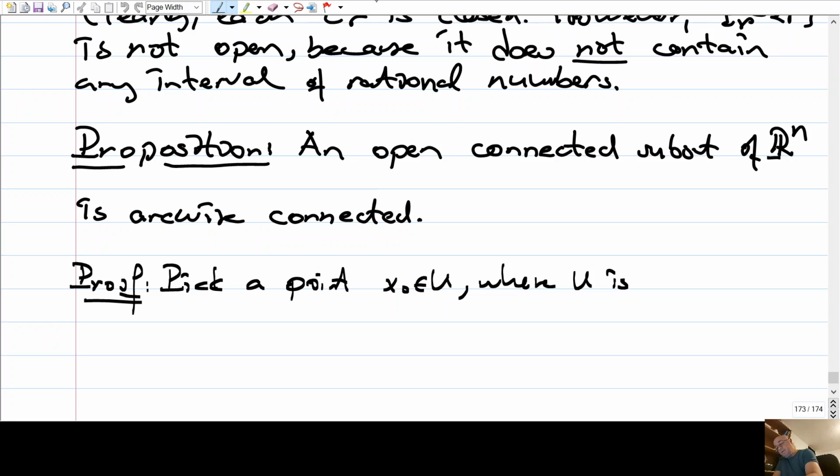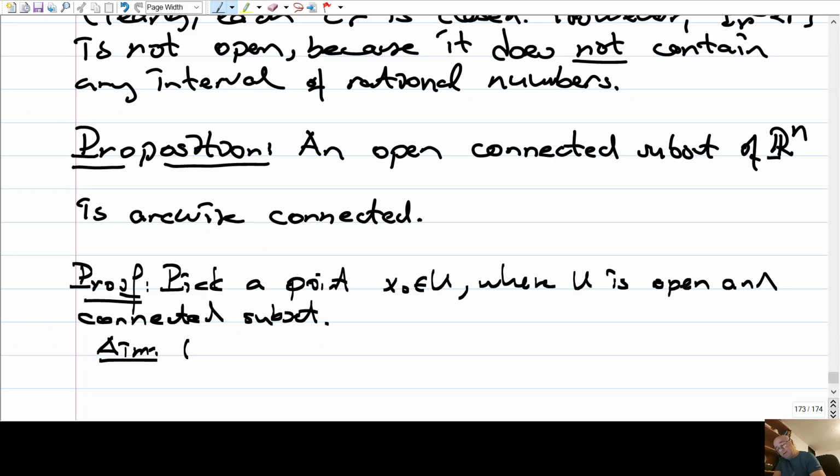Okay, so last time we were proving this theorem, proposition. U is an open and connected subset, and our aim is to show that U is arcwise connected.